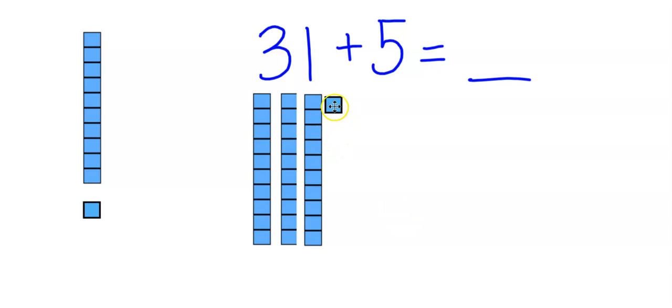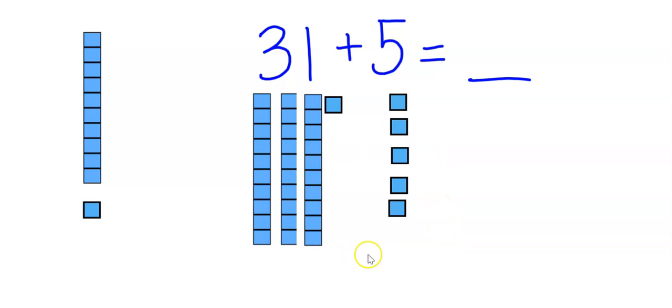Could we have used 31 of the ones? Yes, we could have. Now, we can't use a 10 for the 5, so we have to use the ones. That would be too many. 1, 2, 3, 4, 5. Now, let's think about that.